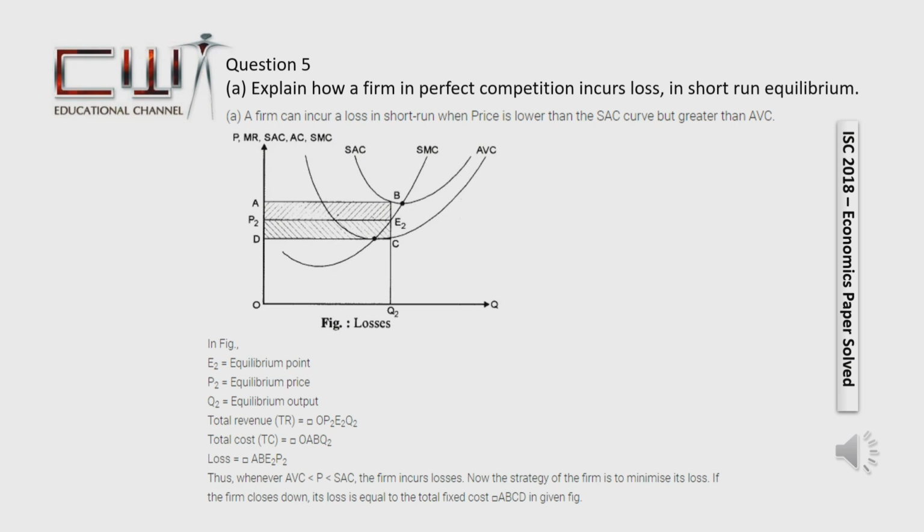Thus, whenever average variable cost is less than the price and price is less than the short run average cost, the firm incurs losses. Now, the strategy of the firm is to minimize its loss. If the firm closes down, its loss is equal to the total fixed cost, which is A, B, C and D.